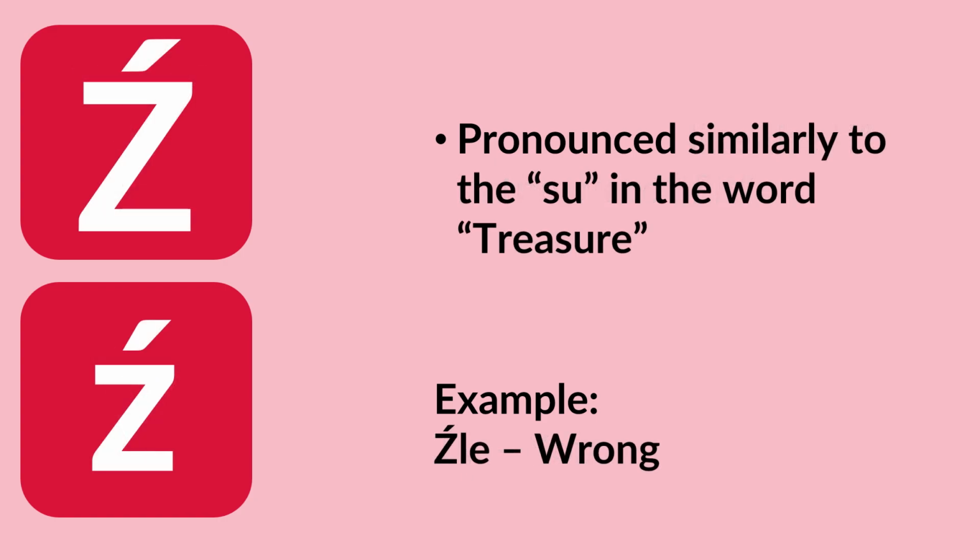In the Polish language, alongside the normal letter Z, there are two more letter Z's that use diacritics. This is the first one. This letter is pronounced as zh, and it is loosely pronounced like the S and U in the word treasure. An example of this letter being used in a word is źle, which means wrong in English.